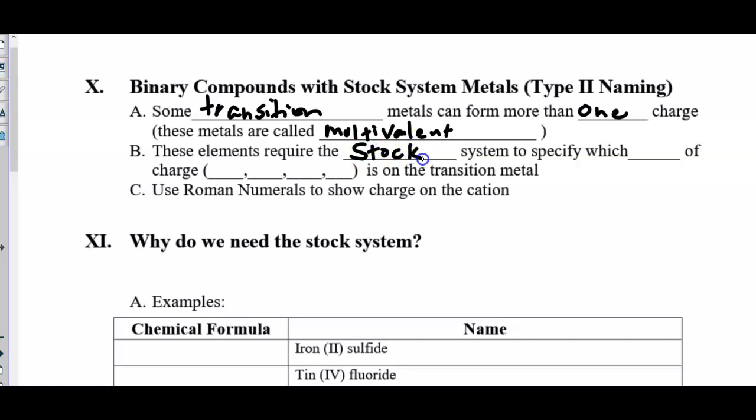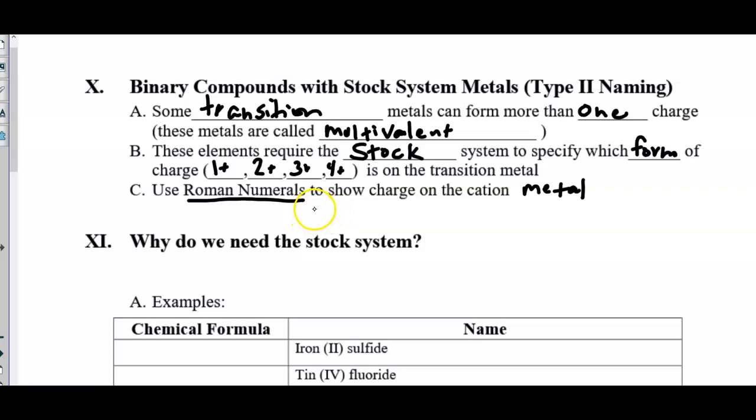So this is the system that has been adopted by most chemistry labs around the world to specify which form of charge the transition metal has. There are metals that have +1, +2, +3, or even +4. Some go up to like 7 or 8 positive on that metal ion. So we're going to use Roman numerals to show the charge on the cation, and that cation is going to be a metal.